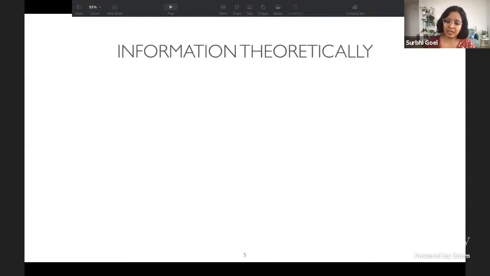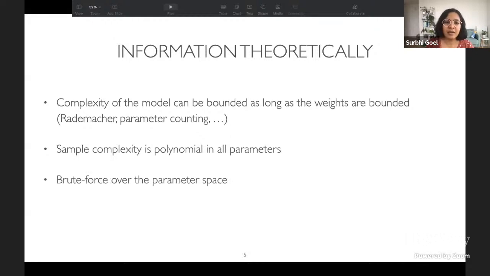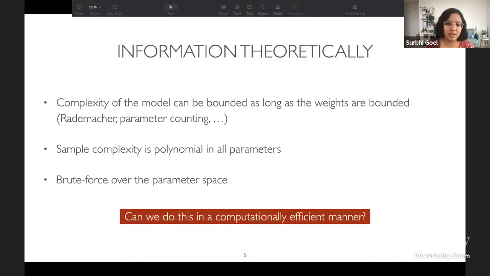So information theoretically, we think about this problem. The complexity of this model is pretty simple. If we assume that the weights are bounded, we can use any of our favorite complexity measures and say that this is going to be bounded polynomially in all the parameters of interest in this problem, being the dimension, epsilon, and so forth. And if you don't care about efficiency, you could brute force over this parameter space and output the best hypothesis you found. And this is going to generalize.